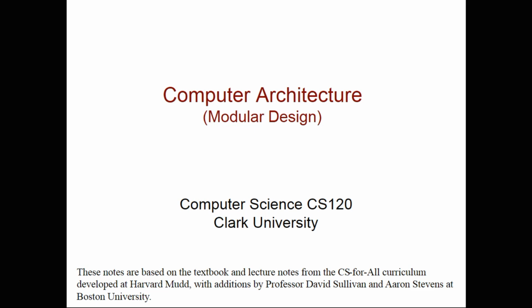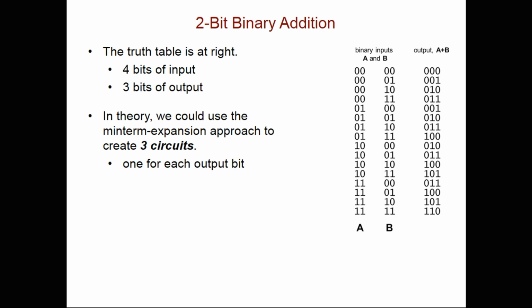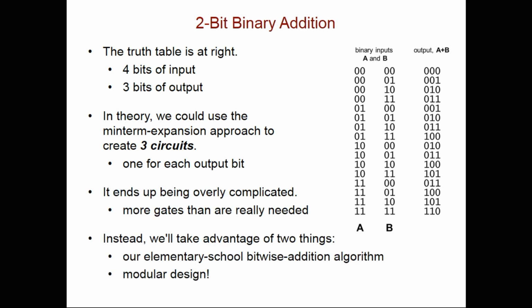Hello, in this video we are talking about modular design. So we are seeing in this slide a 2-bit binary addition that takes 4 bits of input and produces 3 bits of output. In order to design this using min-term expansion approach, we need to design a circuit for each of the output bits. Therefore, we need 3 circuits. So this leads up to a very complicated circuit, and the solution is to use modular design.